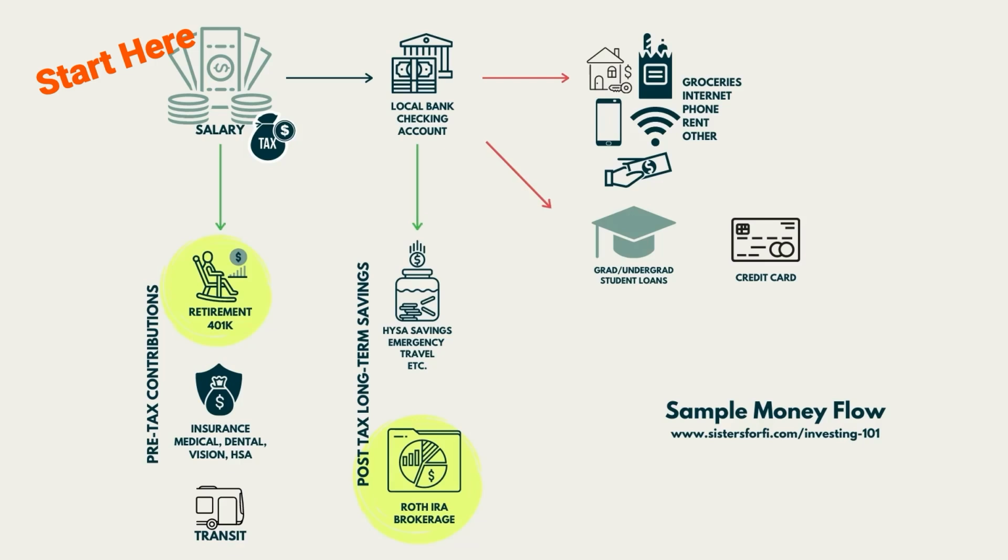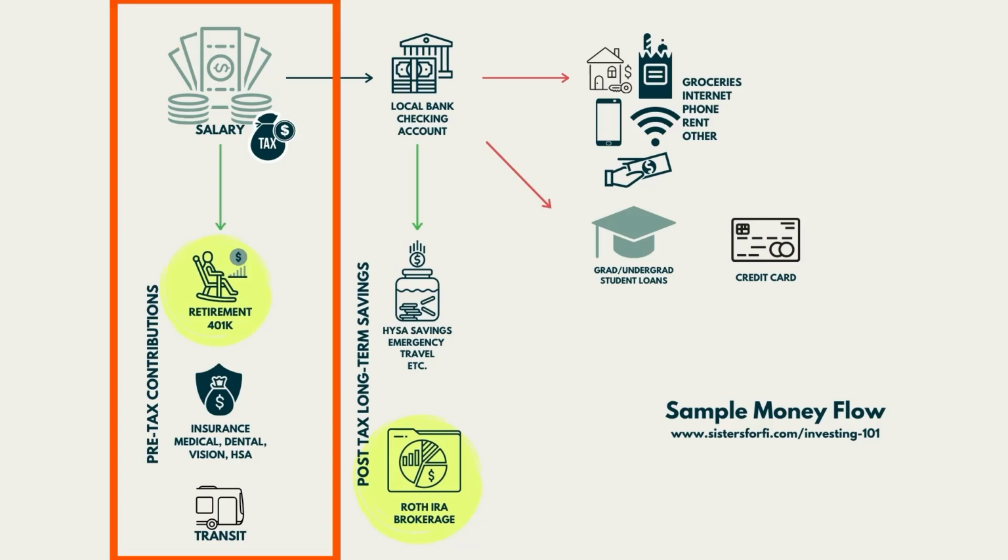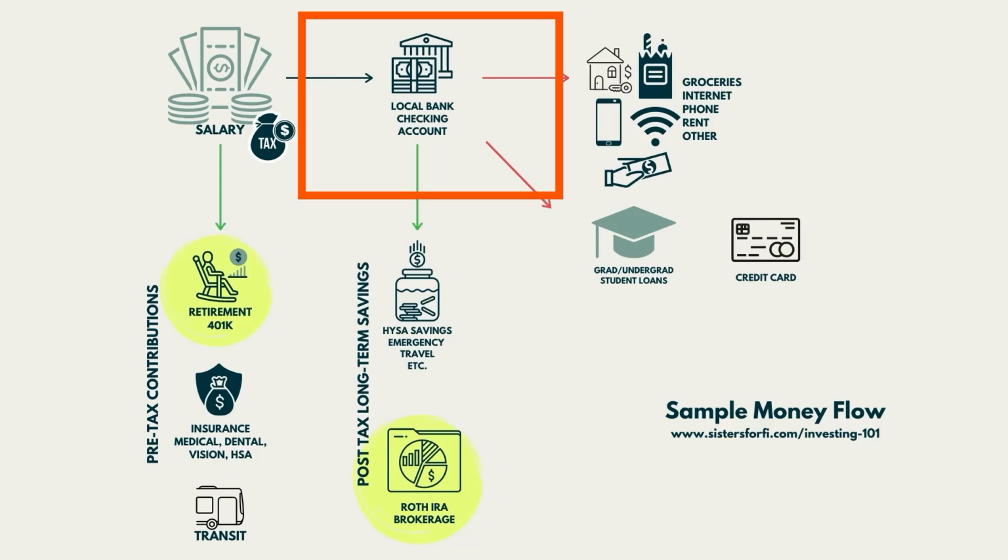So in the top left corner is your salary or your paycheck, and before you get taxed on it, you may contribute to your retirement 401k. This is an automatic plan process, so you just set that up with your employer. They'll also take out your insurance: medical, dental, vision, HSA, as well as transit. So now you have pre-tax contributions that lower your taxable income, so that by the time your paycheck is issued going to your checking account, you have already been saving for retirement.